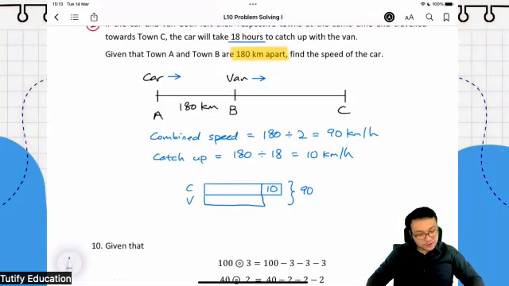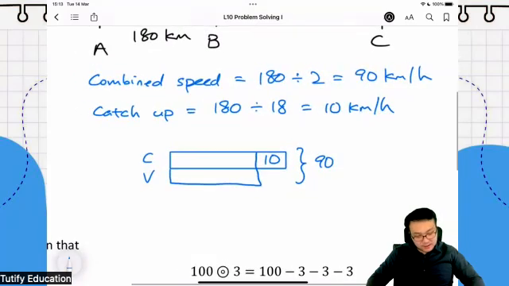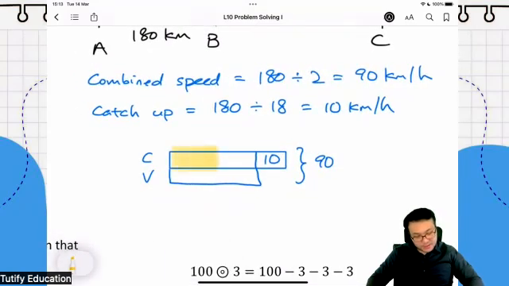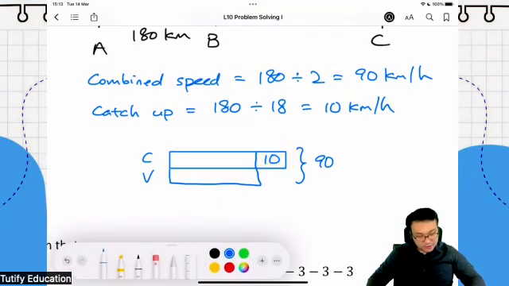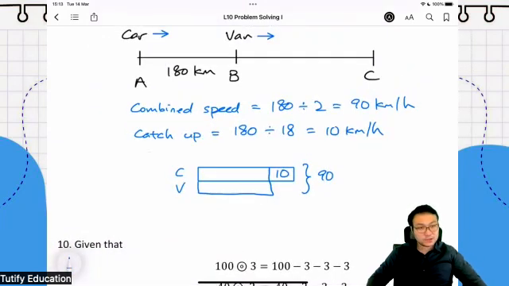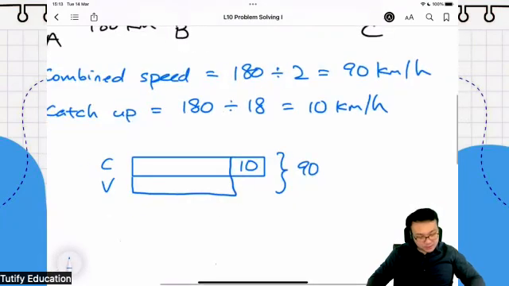So how to find the speed of the car? They want to find the speed of this car. It's 50. 50. Very good. Well done, Yongjin. Do you have any questions about this? Okay, good job.